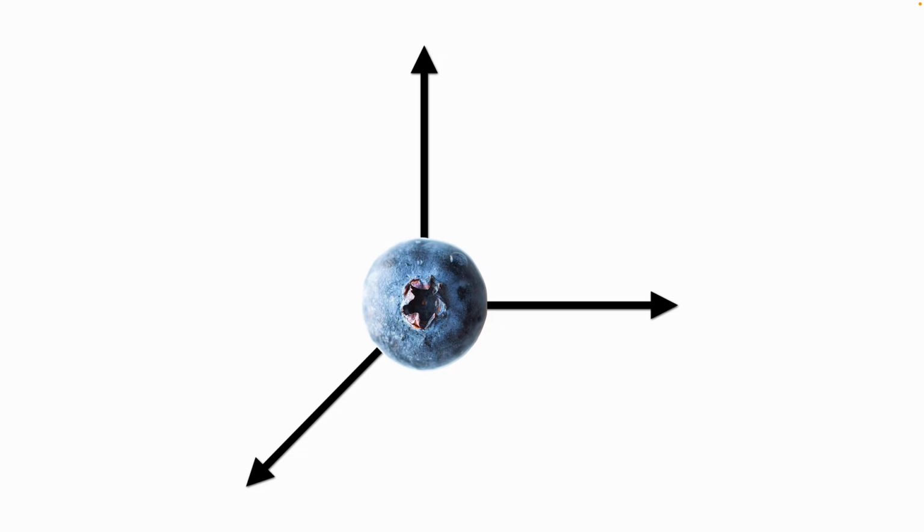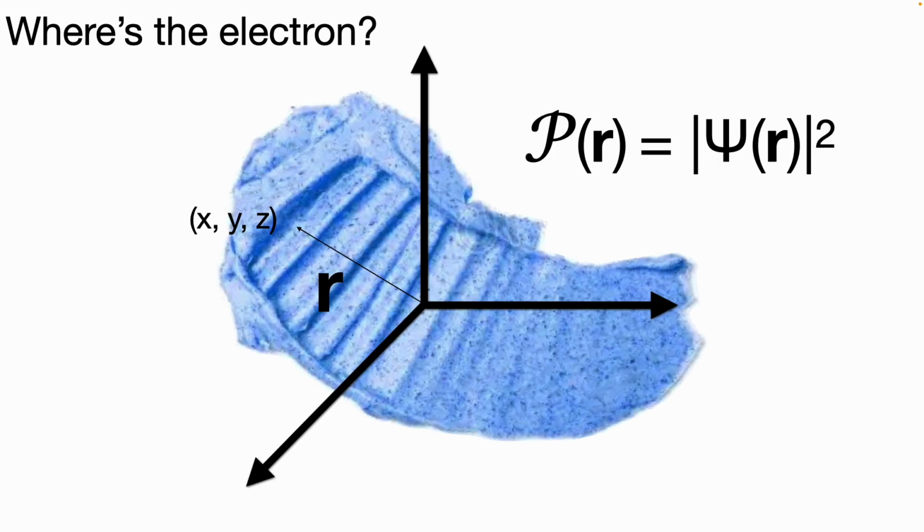But since that is not the case, we squash it and we spread the smear uniformly across the three axes. A natural question to ask here would be, where is the blueberry? Or within the context of the analogy, where's the electron? An answer to that question would be, the electron is everywhere.